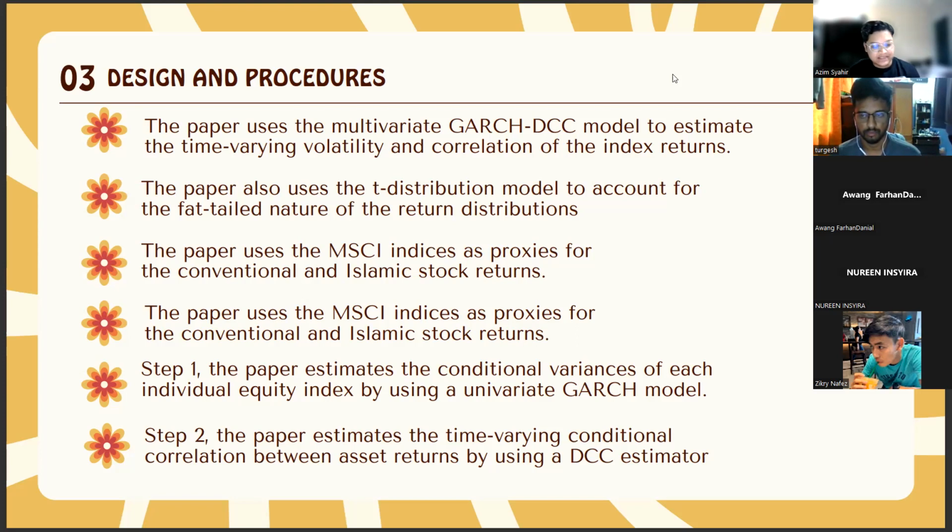The paper uses a two-step procedure to estimate the multivariate GARCH DCC model. Step 1, the paper estimates the conditional variances of each individual equity index by using a univariate GARCH model. In the second step, the paper estimates the time-varying conditional correlation between asset returns by using a DCC estimator.